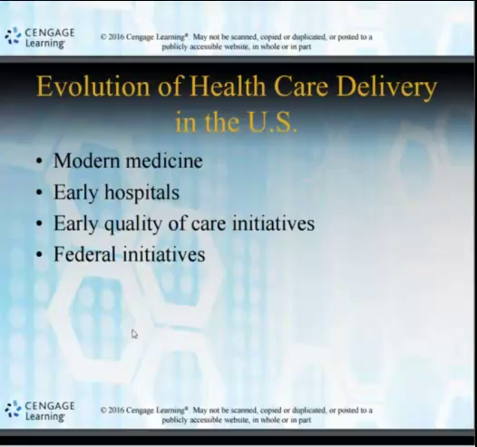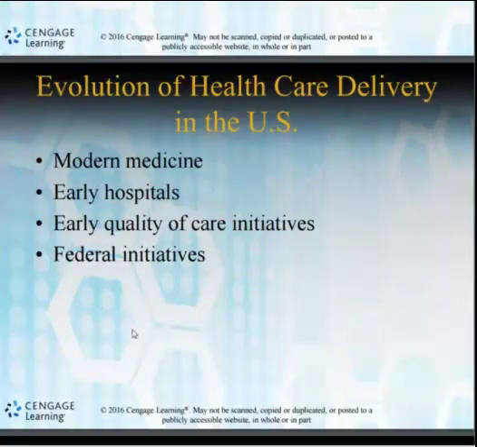Our early hospitals, the first one was in 1751 in a Pennsylvania hospital, and Ben Franklin actually started it. The early quality of care initiatives, these started looking at performance and care as far as meeting standards. Federal initiatives came about, and these federal initiatives were set so that people were receiving incentives if they met certain standards.